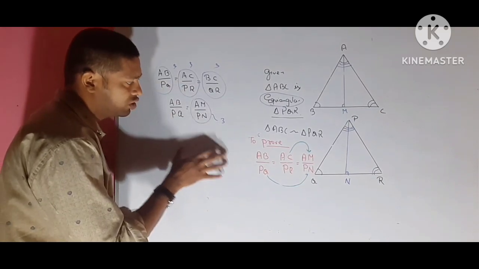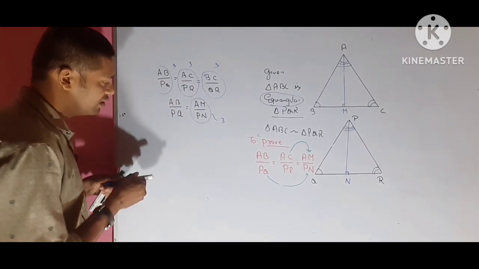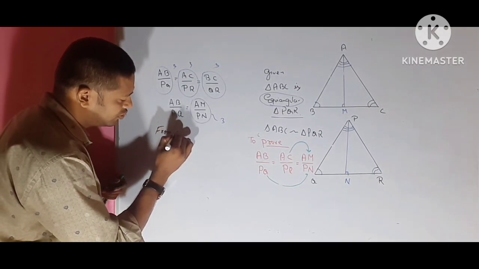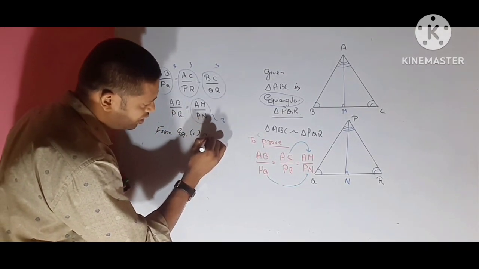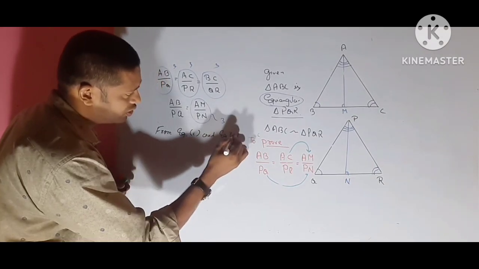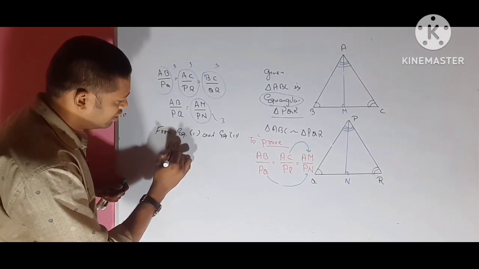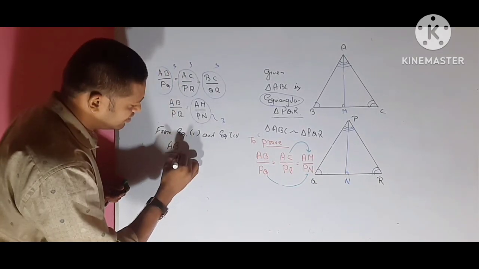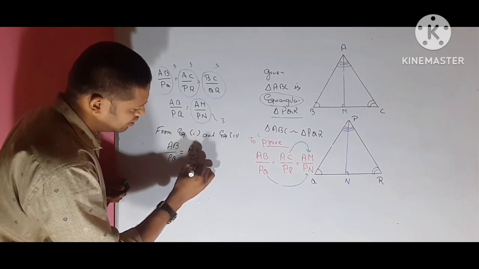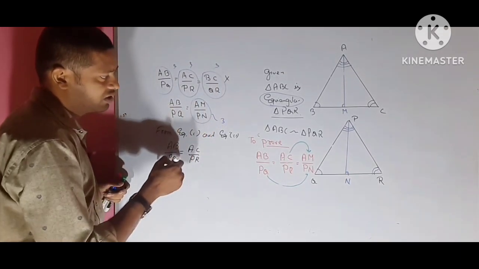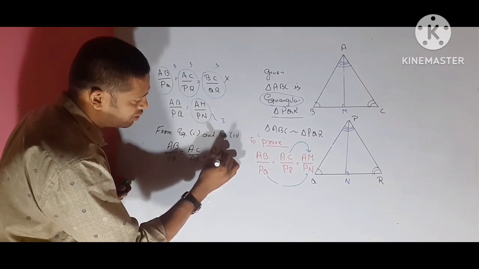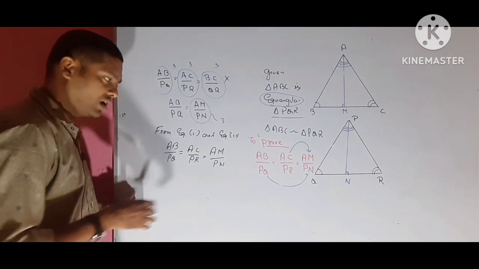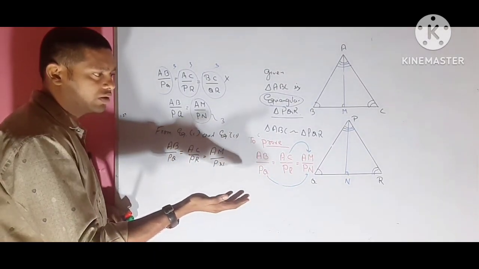So now can I say, from equation number 1 and equation number 2, that AB by PQ is equal to AC by PR. Yes, sir, AC by PR. Instead of writing this one, we don't need it here. We can write AM by PN. Sir, you can write that one also. So we have to prove that one only, and it is done.